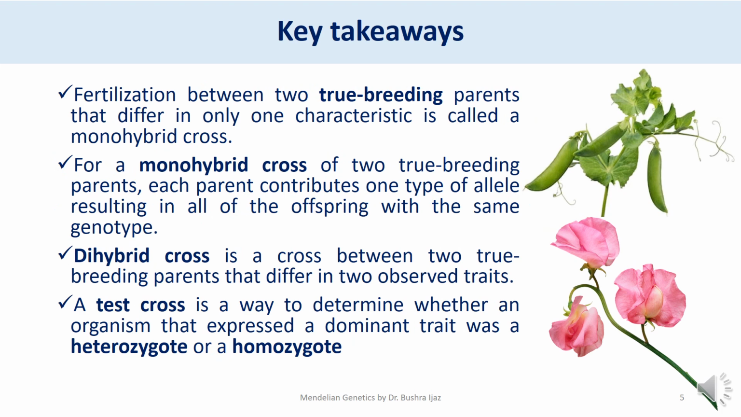Similarly, fertilization between two true breeding or purebred parents that differ in only one character is called a monohybrid cross. For a monohybrid cross with two true breeding parents, each parent contributes one of the two types of alleles, resulting in all of the offspring with the same genotype. A dihybrid cross is a cross between two true breeding parents that differ in two observed traits. While a test cross is a way to determine whether an organism that expressed a dominant trait was a heterozygote or a homozygote.